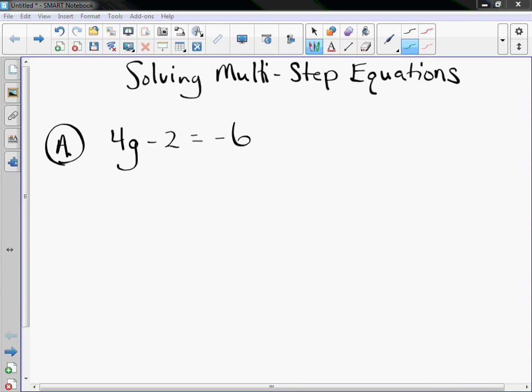Okay, today let's solve multi-step equations. So we just got done solving addition and subtraction equations that needed one step, and we got done solving multiplication and division problems that need one step. Now we're going to put them together.